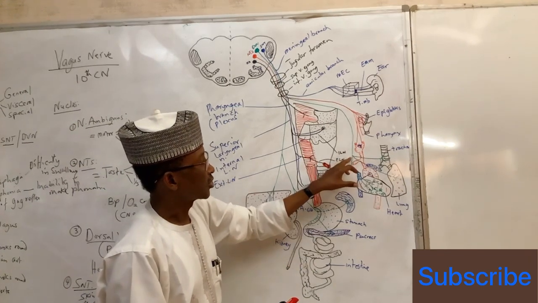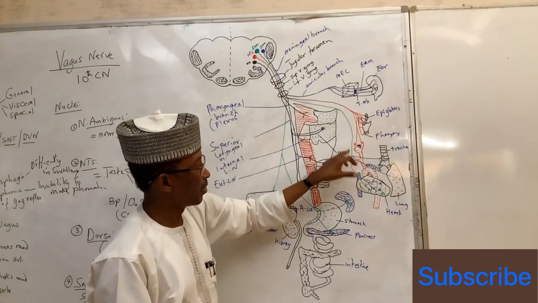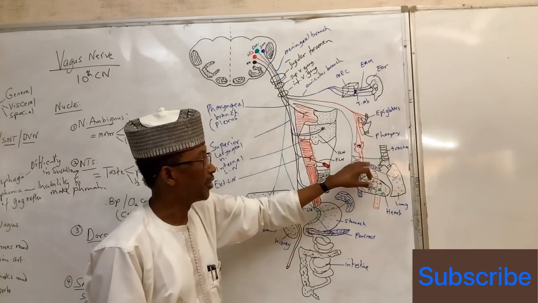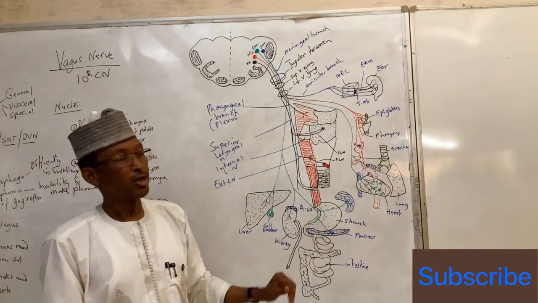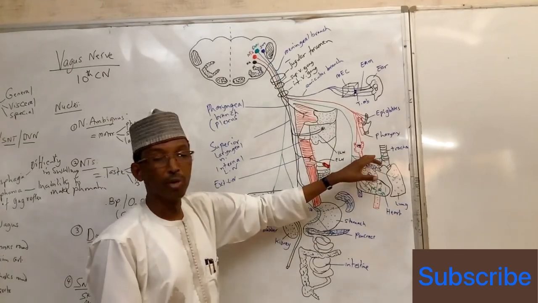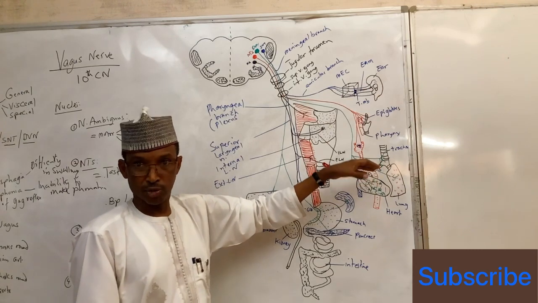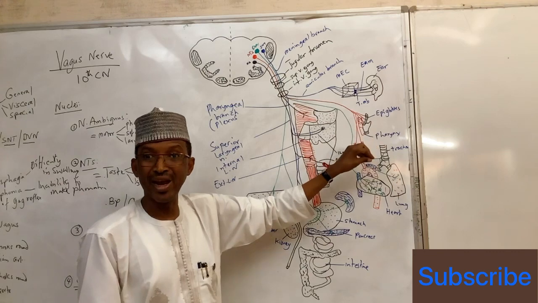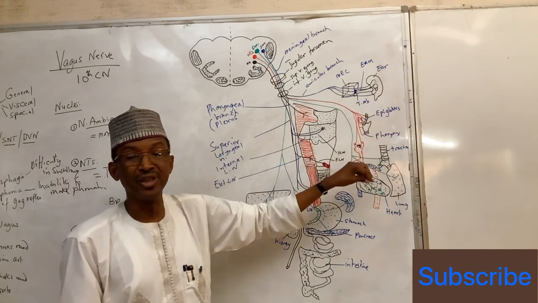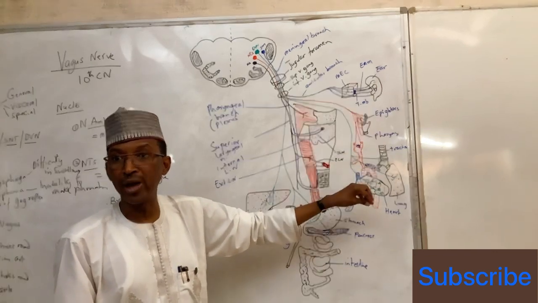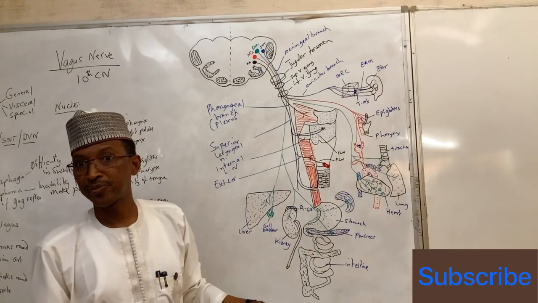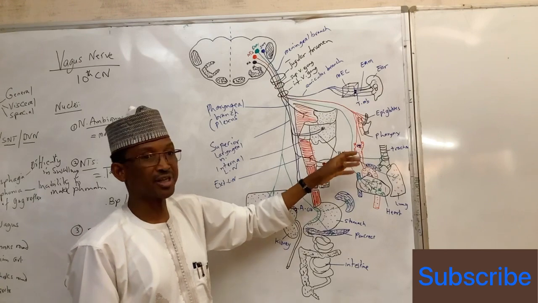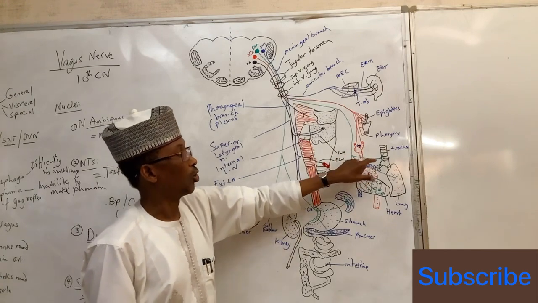Similarly, from these fibers, some go to the trachea and the two main bronchi so that they supply the mucosa there to secrete mucus. That means they are secretomotor to the mucous glands within the trachea and the main bronchi, as well as the bronchioles within the lungs. So they help in the secretion of the mucus there.